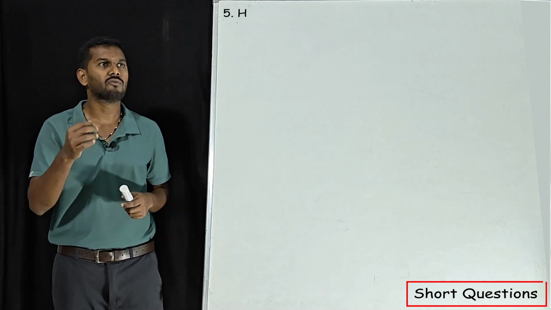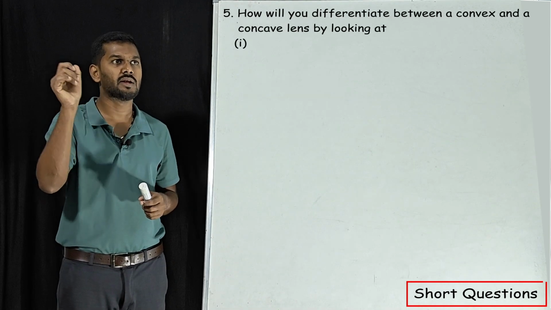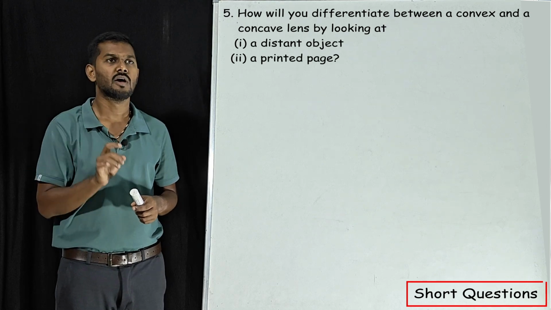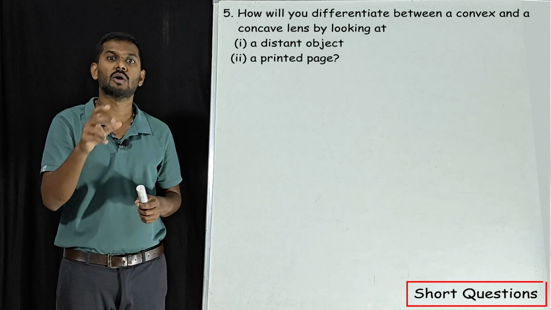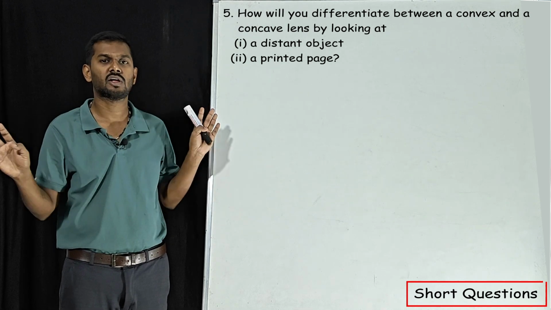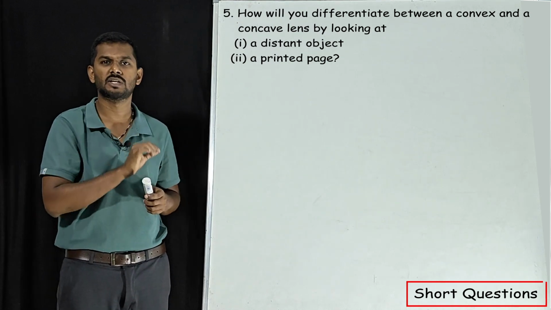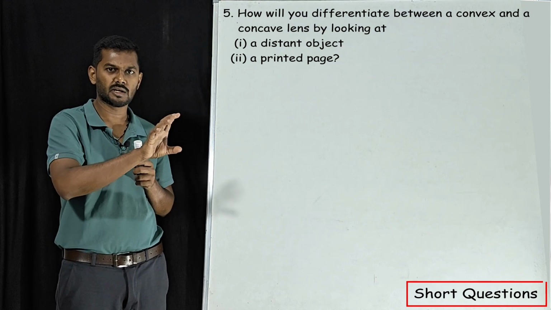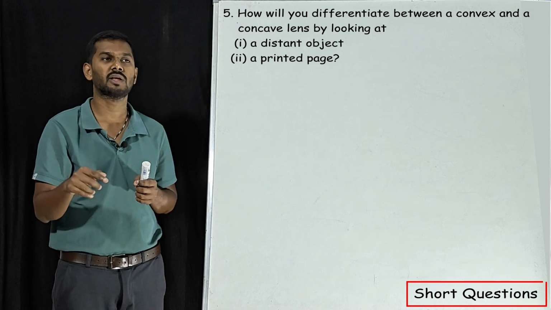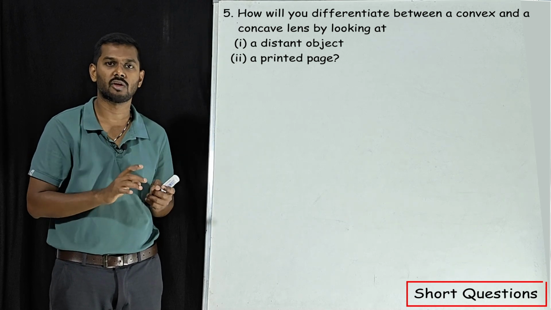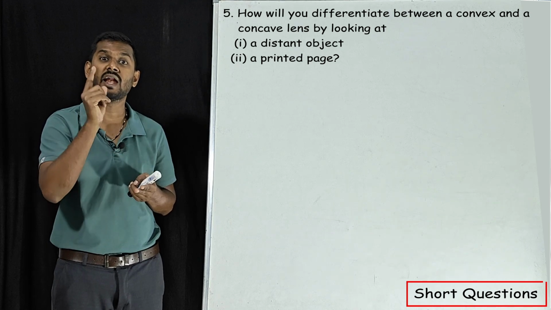Our next question, how will you differentiate between a convex and concave lens by looking at a distinct object, a printed page? They have given two options. Using those two options, how are we going to identify whether it is a convex lens or concave lens? The question is very simple. First, you need to understand what you mean by distinct object. That means using an object and a lens, we are going to create an image. Based on the nature of the image, we can say which is convex and which is concave. We know in a convex lens, we are going to get a real and inverted image.